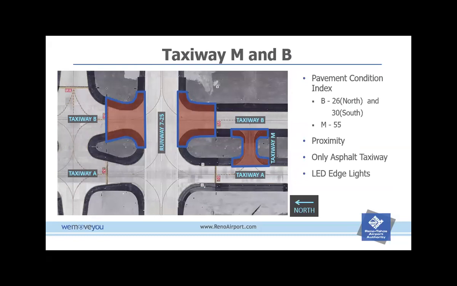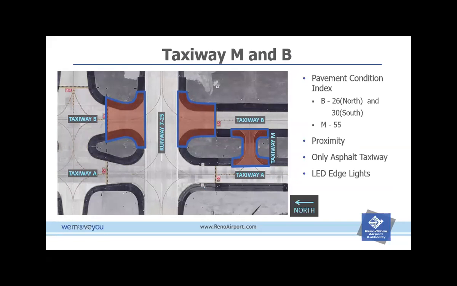It's just the areas that are on the north and south side of runway 7/25. And this has a pavement condition index of 26 and 30. If you guys aren't familiar with pavement condition indexes, it goes from 0 to 100, 100 being a brand new pavement and 0 being very decomposed, no more structural strength.